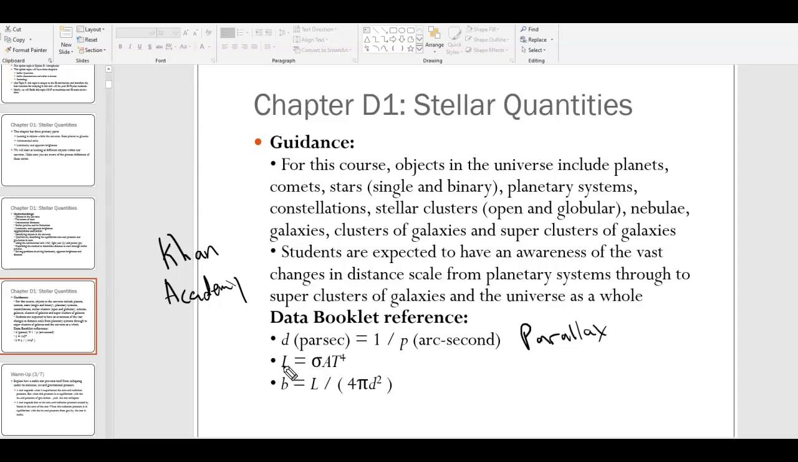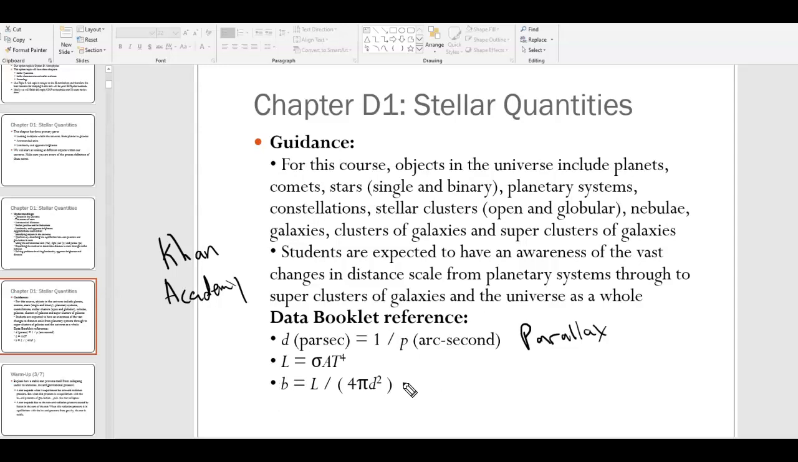And in this case, instead of calling it power, we call it luminosity, the luminosity of a star, but it's basically the exact same thing. Okay, so that's something we're very familiar with. B, if you look at this equation right here, B equals L over 4 pi d squared, that should also look somewhat familiar to you.